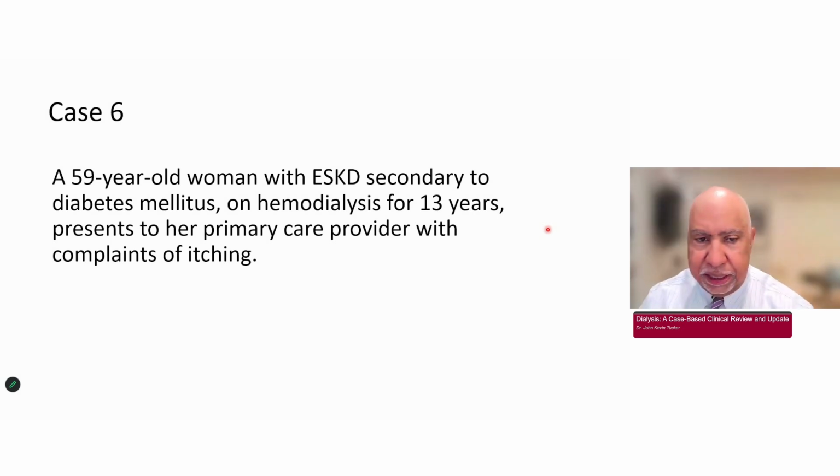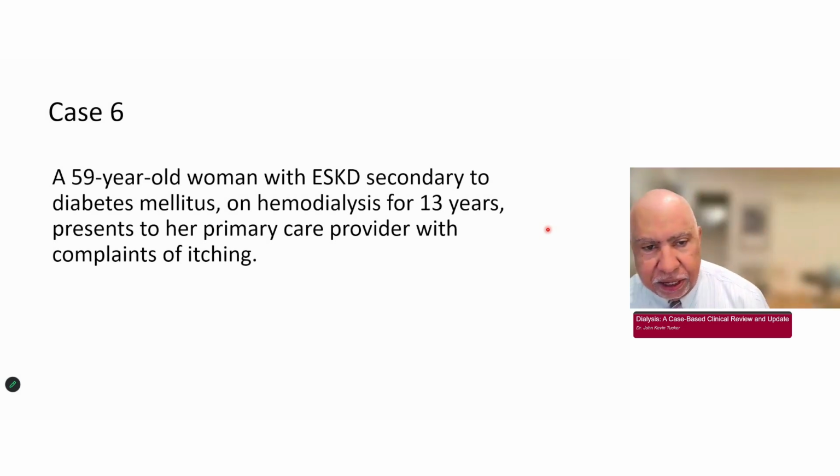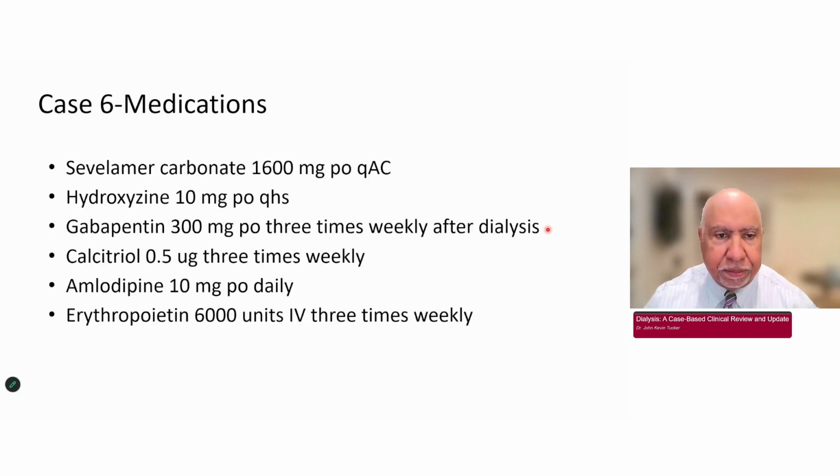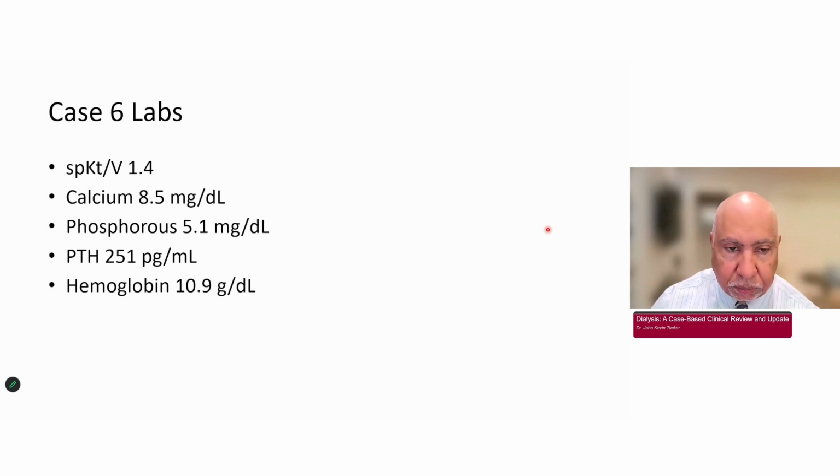Okay, 2 more cases. Case 6, a 59-year-old woman with end-stage kidney disease secondary to diabetes on hemodialysis for 13 years, presents to her primary care provider with complaints of itching. Common complaint. Medications include sevelamer, hydroxyzine, gabapentin, calcitriol, amlodipine, and erythropoietin. She has an adequate single pool Kt/V. Phosphorus is not terrible, 5.1. PTH is 251. Hemoglobin is 10.9.